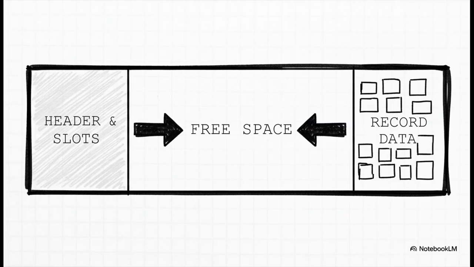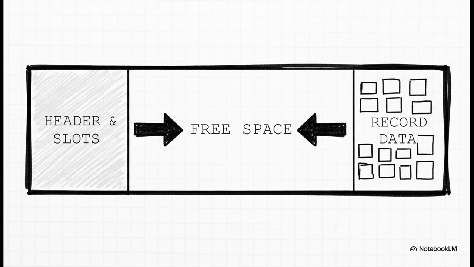So check this out. This is how it's laid out. A slotted page is split into 3 main parts. At the very beginning, you have a header and a little directory of slots that grows forward. Then, at the very end of the page, you have the actual record data, all packed in tight and growing backward. And that free space in the middle?